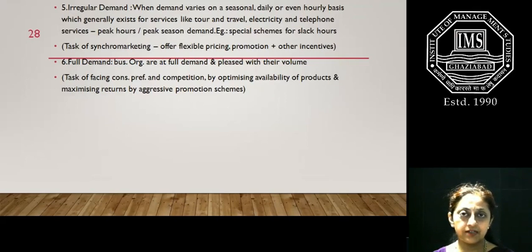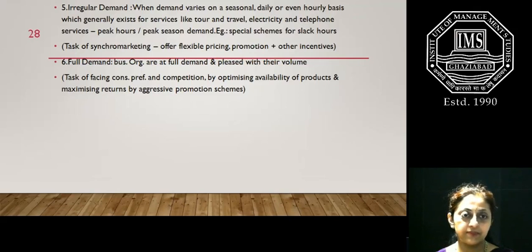Usually, seasonal products like ice creams, or for that matter, tours and travels, where the season during vacations is on the rise. So, when demand varies on a seasonal, daily basis, or even hourly basis, which generally exists for services like tours and travels, or telephone services like in peak hours or peak season, demands or special schemes can be raised for slack hours.